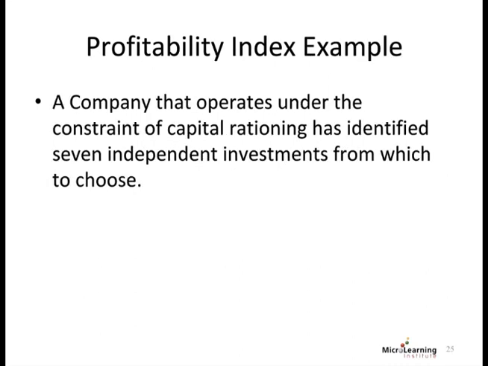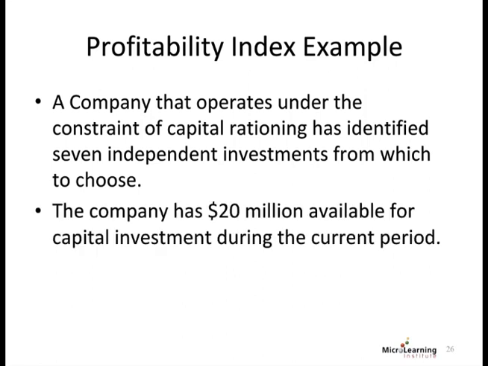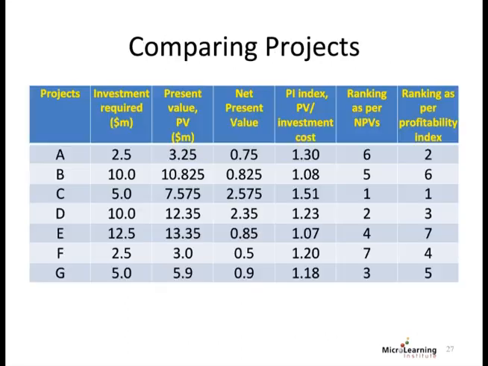As an example, consider that a company operating under the constraint of capital rationing has identified 7 independent investments from which to choose. The company has $20 million available for capital investment during the current period. Which project should the company choose? To maximize the net present value to the organization, projects should be pursued according to their Profitability Index ranking.